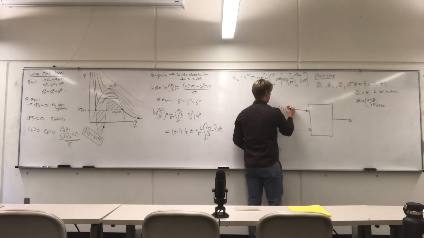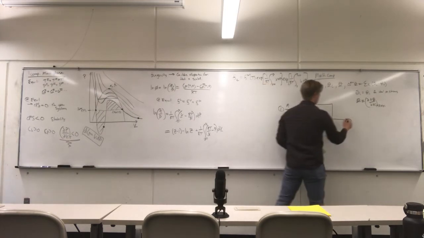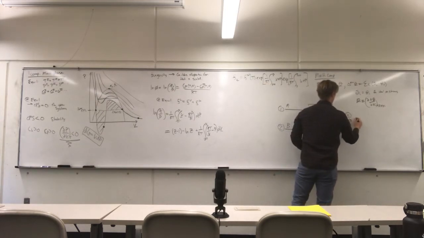Call this stream 1, it's going to be component A. Call this stream 2, it's going to be component B. I'm going to call this stream 3, and it's going to be a mixture of A and B.